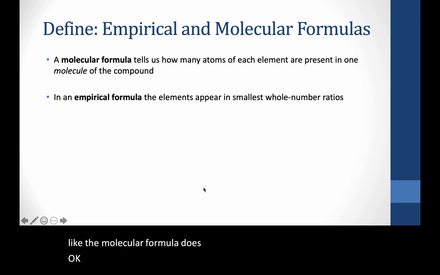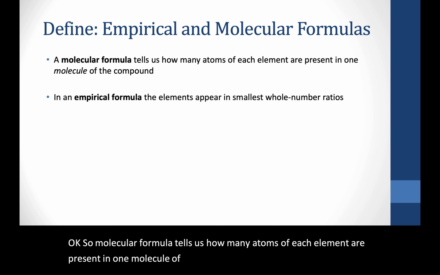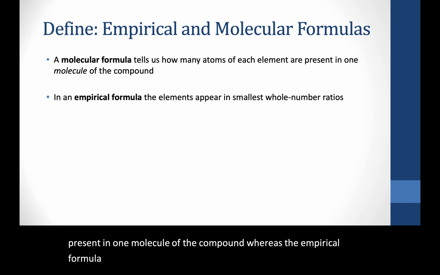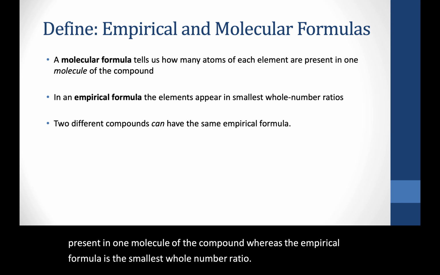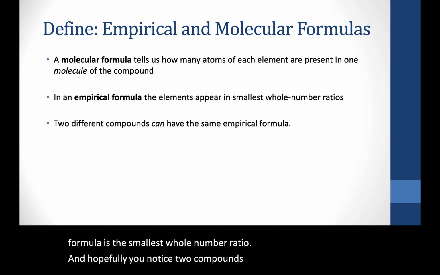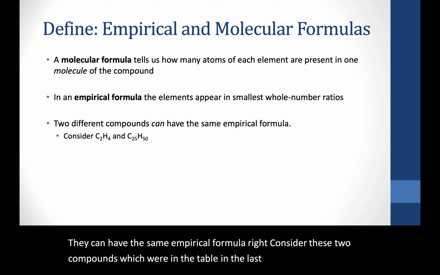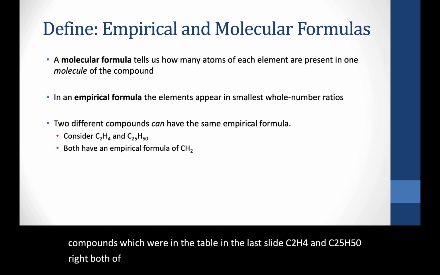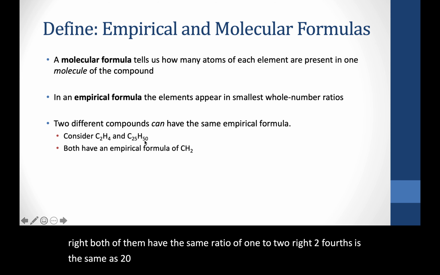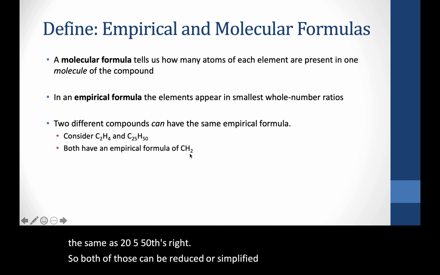So the molecular formula tells us how many atoms of each element are present in one molecule of the compound, whereas the empirical formula is the smallest whole number ratio. And hopefully you noticed two different compounds can have the same empirical formula. Consider these two compounds, which were in the table on the last slide, C2H4 and C25H50. Both of them have the same ratio of 1 to 2. 2/4 is the same as 25/50, so both of those can be simplified down to CH2.